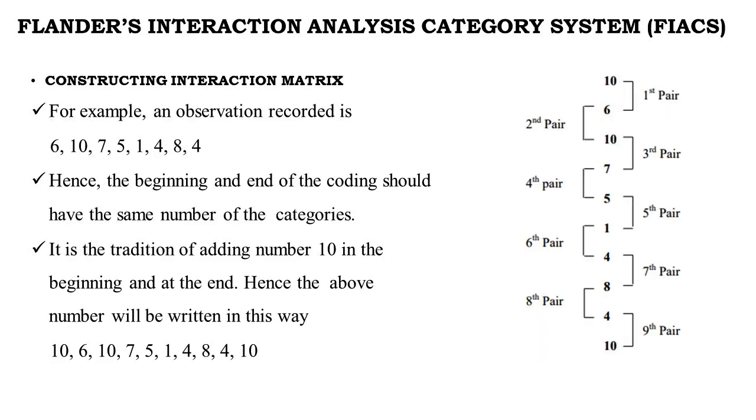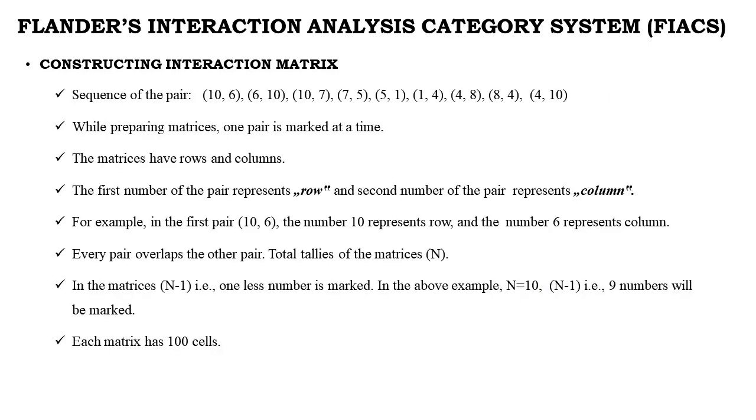For example, an observation recorded is 6, 10, 7, 5, 1, 4, 8, 4. Hence, the beginning and end of the coding should have the same number of the categories. It is the tradition of adding number 10 in the beginning and at the end. Hence, the above number will be written in this way: 10, 6, 10, 7, 5, 1, 4, 8, 4, 10. Sequence of the pair: 10, 6, 6, 10, 10, 7, 7, 5, 5, 1, 1, 4, 4, 8, 8, 4, 4, 10.